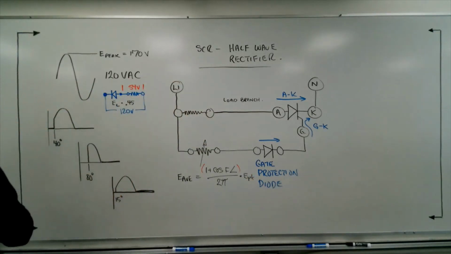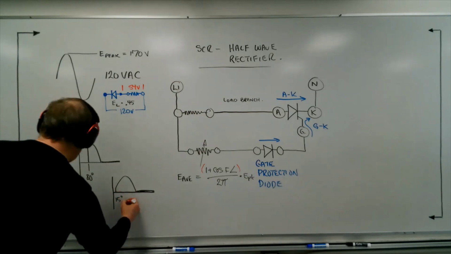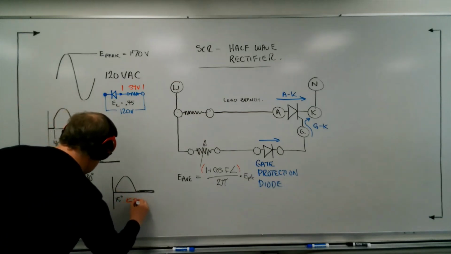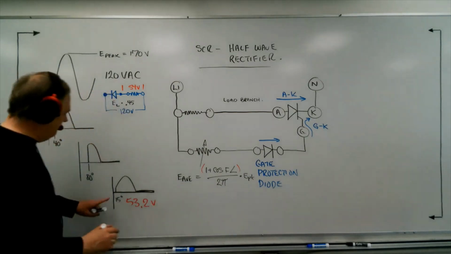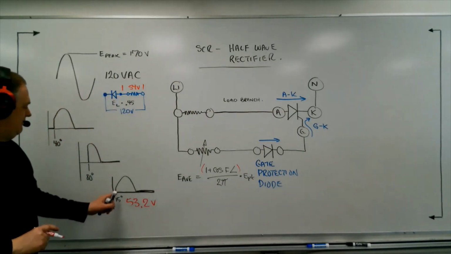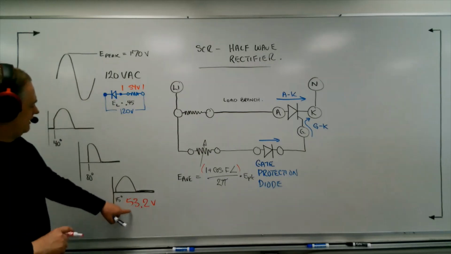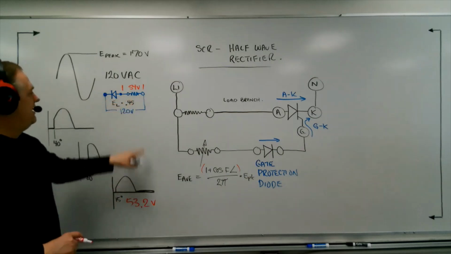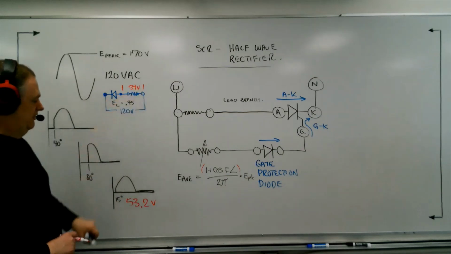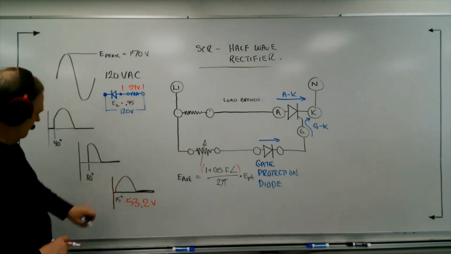So what I see is for this one at 15 degrees, 53.2 volts. So that means for 15 degrees of delay before I fire it, I literally only lost 0.8 of a volt of my average voltage. That's all I lost for firing at 15 degrees.